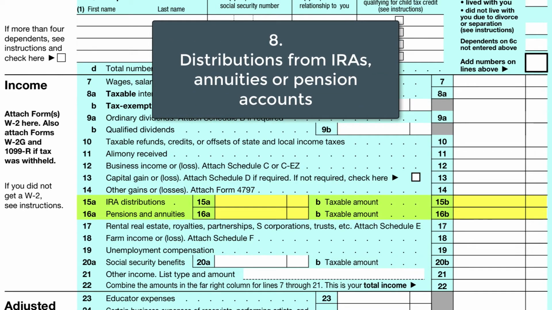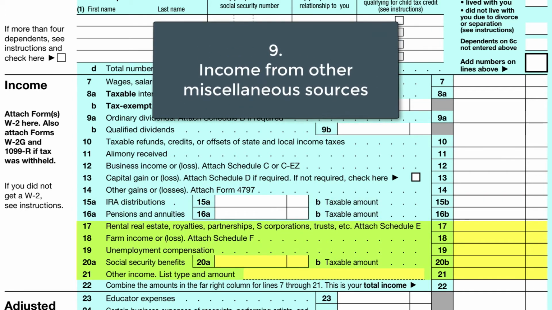Distributions from IRAs, annuities, or pension accounts, with certain exceptions, such as those from a Roth IRA. 9. Income from other miscellaneous sources, such as rentals from real estate owned by the taxpayer, royalties, distributions from trusts or other companies, of which the taxpayer is a beneficiary or owner, unemployment compensation, certain percentages of Social Security benefits, and other miscellaneous income. Note that virtually all income is taxed, including income from gambling winnings, lost property found by the taxpayer, and even income from illegal activities.